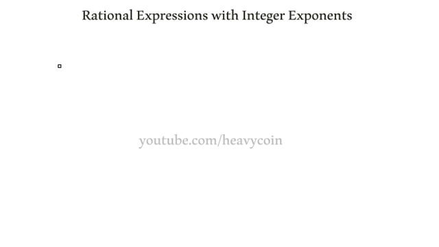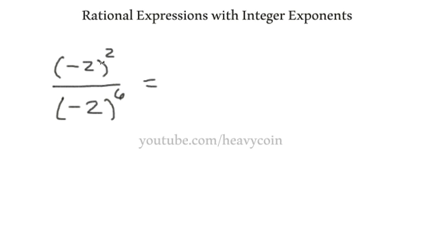Okay, let's see. Let's do one more of those. Negative 2 squared over negative 2 to the sixth. Now there's 2 in the top, 6 in the bottom, so we're going to knock this out, or you know what, I'll just write it like this.